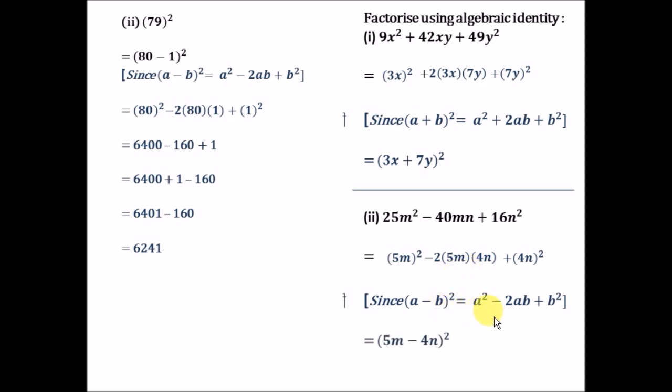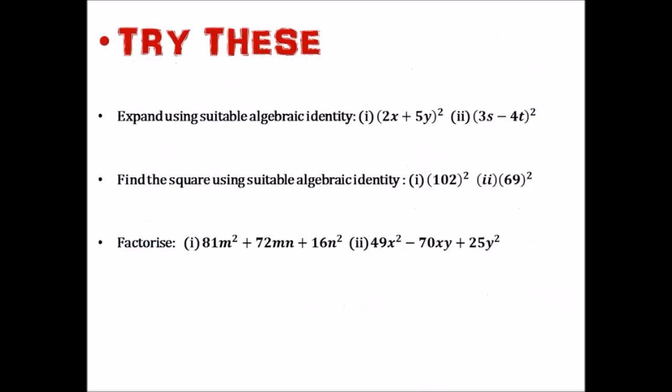So this is in the form of a square minus 2ab plus b square, which equals a minus b whole square. So we can express this as 5m minus 4n whole square. So this has also been factorized. So now try these questions. These are similar to the ones which we have discussed in the video. If there are any problems, let's discuss.